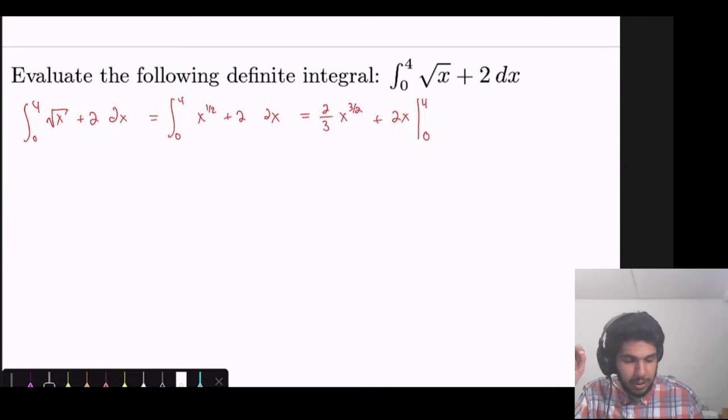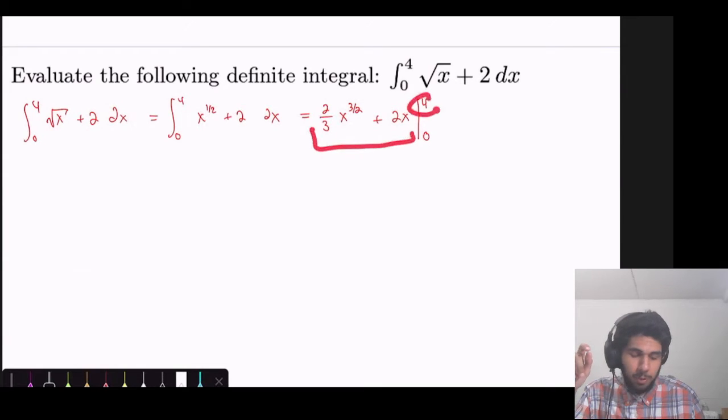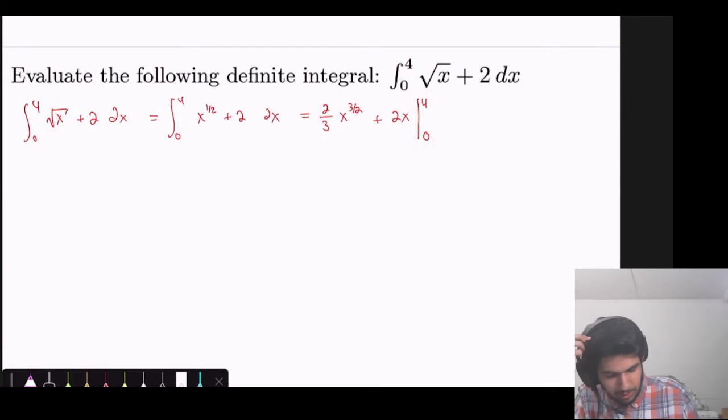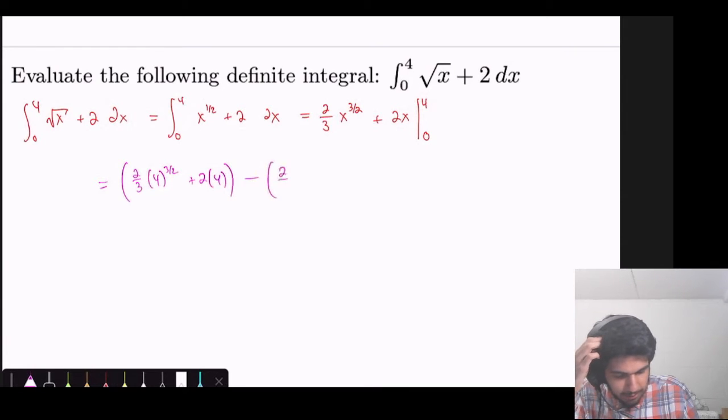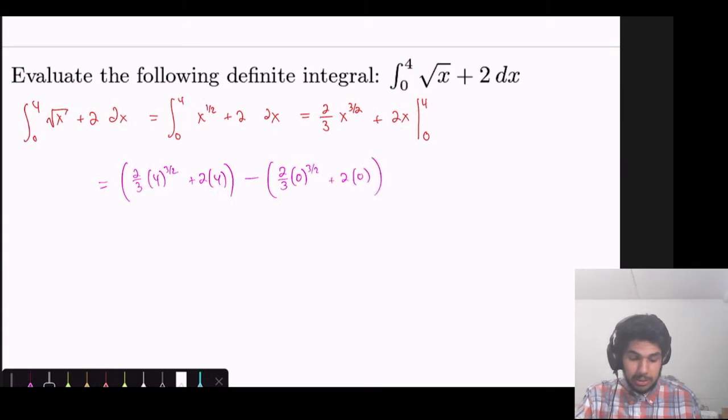And now we want to evaluate this entire function at 4, evaluate the entire function at 0, and take its difference. So that would be equal to 2/3 times 4 to the 3/2 plus 2 times 4. And then we subtract the same thing, just evaluated at 0 this time, plus 2 times 0. So that should be our answer.